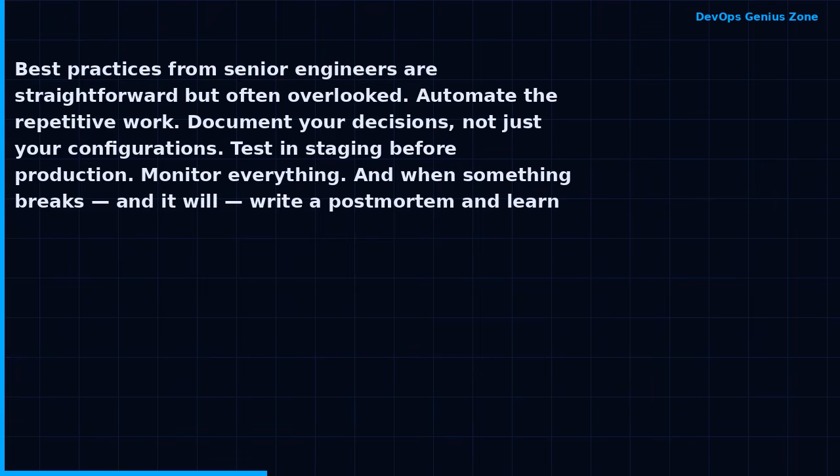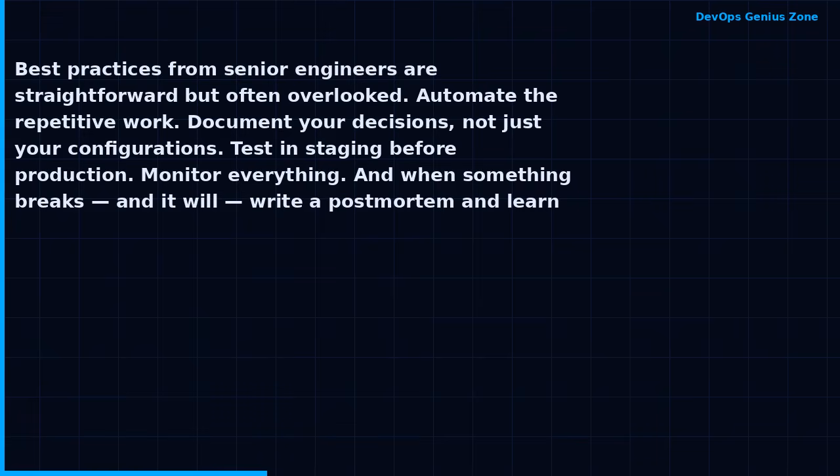Best practices from senior engineers are straightforward but often overlooked. Automate the repetitive work. Document your decisions, not just your configurations. Test in staging before production. Monitor everything. And when something breaks, and it will, write a post-mortem and learn from it.